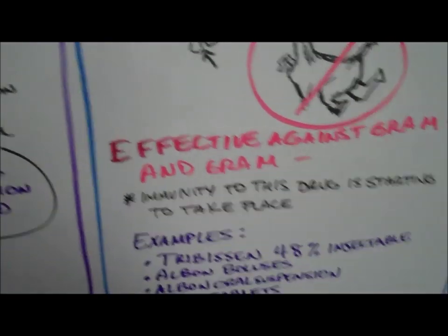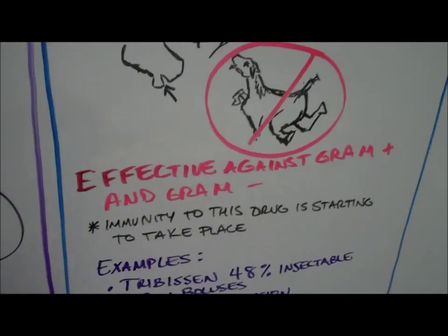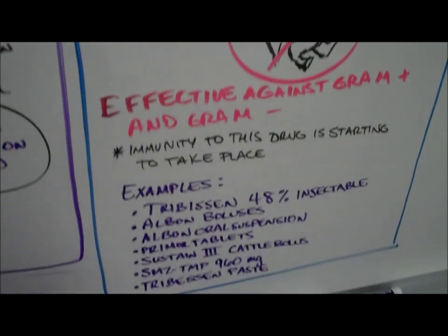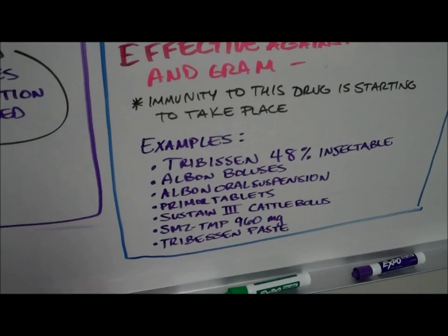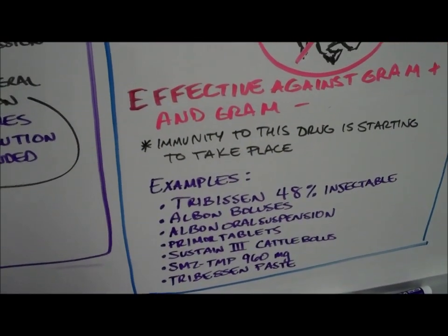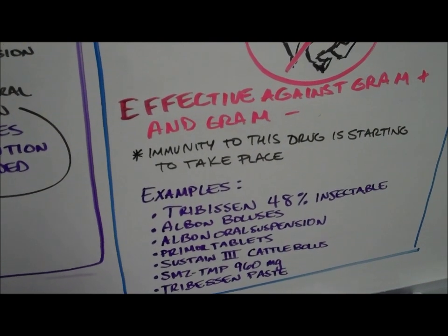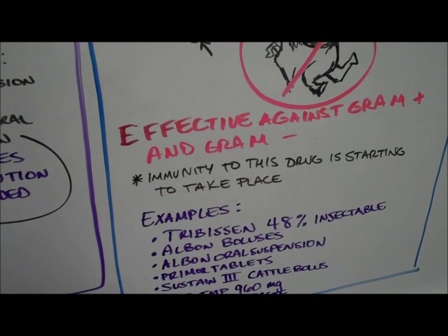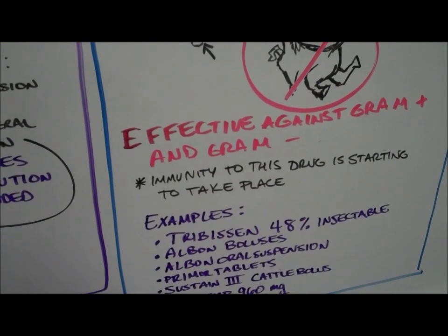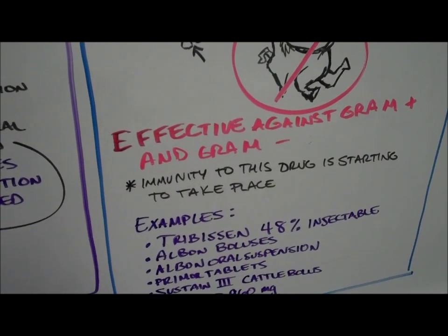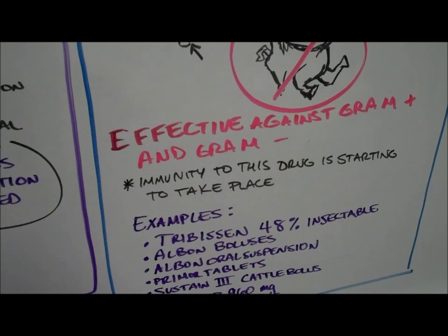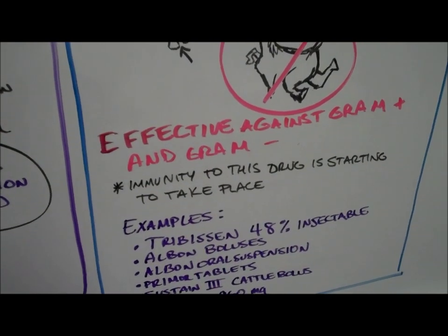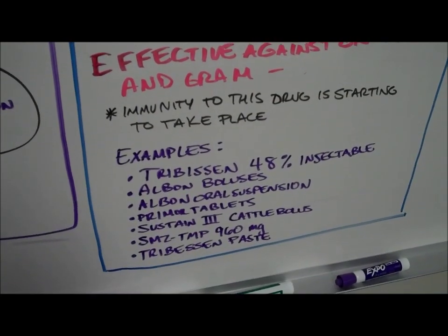Immunity to this drug is starting to take place, so we don't want to use it all the time. But those are the different types of drugs that are out there. It's used for UTIs, nocardiosis in combination with, oh wow, toxoplasmosis. And a lot of stuff that I can't really pronounce, so we're not going to worry about that right now. Alright, kids, that's it. Those are the major groups of the antibiotics.